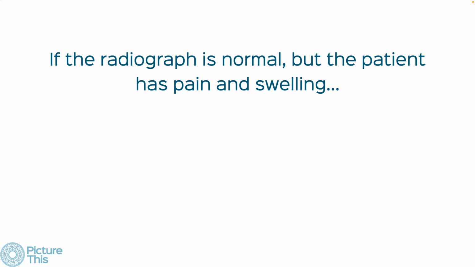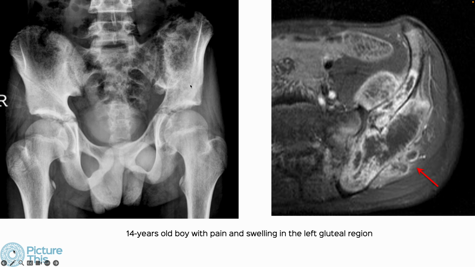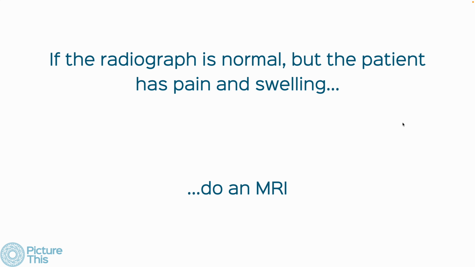Now, if the radiograph is normal, but the patient has pain and swelling, as in this 14-year-old with pain and swelling in the left gluteal region, but the x-ray, even retrospectively, is normal, then we do an MR, and the MR shows a lesion centered in the left iliac bone with soft tissue on either side. And this is reasonably characteristic of Ewing sarcoma, which it turned out to be on biopsy. So, if the radiograph is normal but the patient has pain and swelling, we will do an MR.